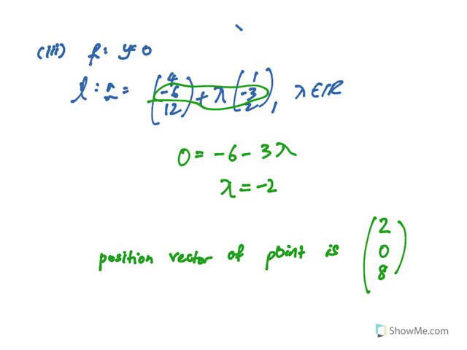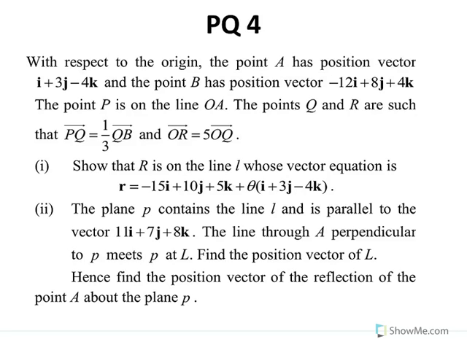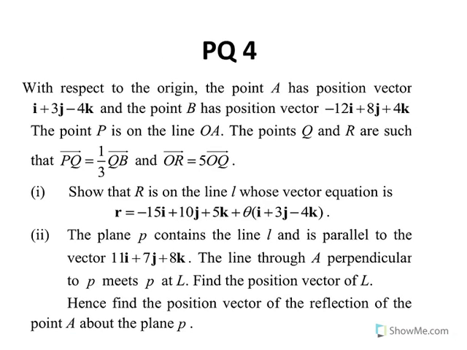Okay? Question 4 is hard, so question 4 I go slow. A point A with a position vector of 1, 3, -4, and a point B with a position vector of -12, 8, and 4. Okay, so this one very quickly. With respect to the origin. The point P is on the line OA. The points Q and R are such that PQ equals to 1/3 of QB and OR equals to 5 OQ. So, oh my god, what a handful. Such a long question.